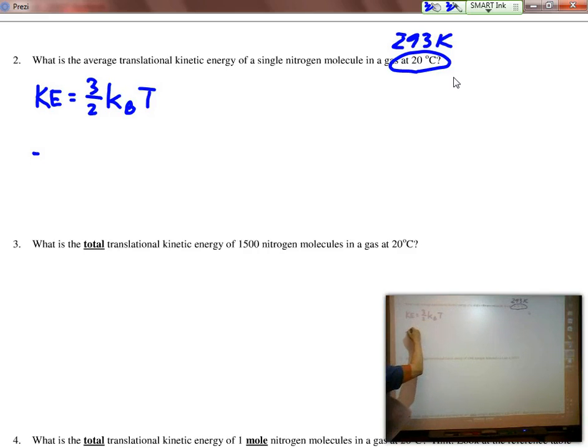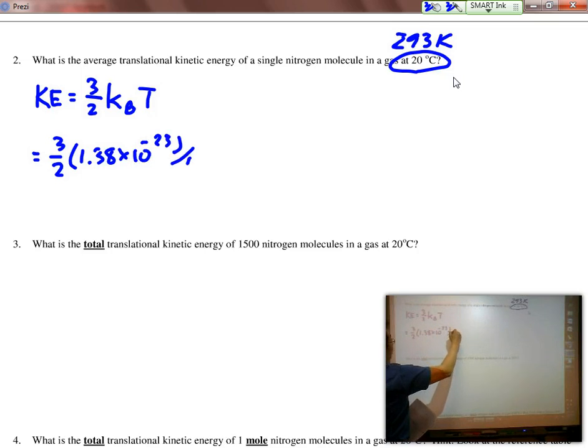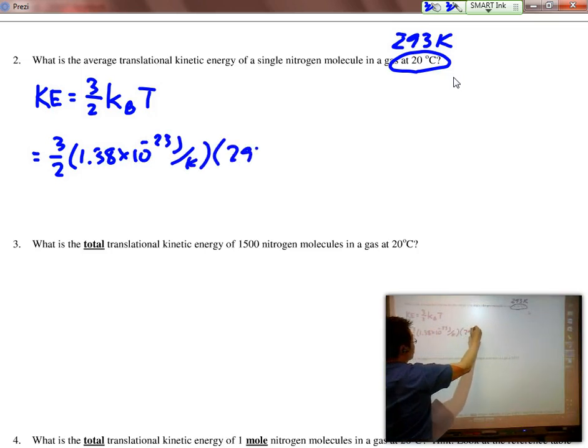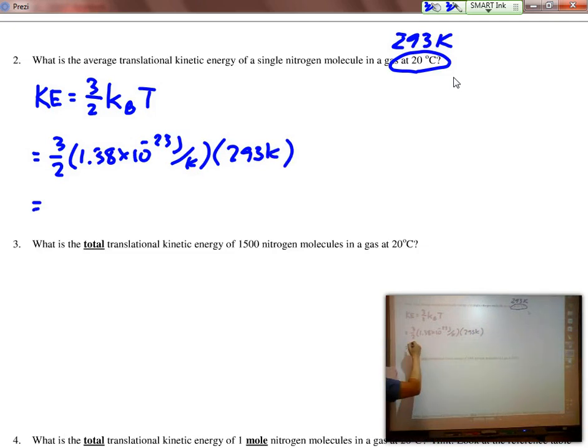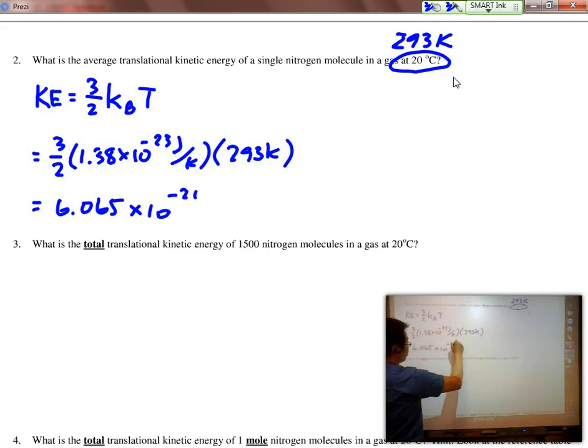It's simply 3/2 times 1.38 times 10 to the negative 23rd joules per Kelvin times 293 Kelvin, and we get a total kinetic energy of 6.065 times 10 to the negative 21 joules.